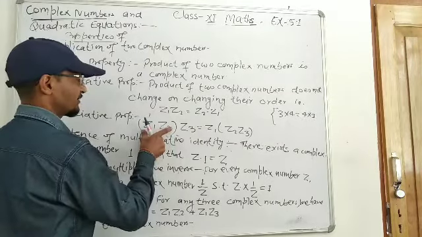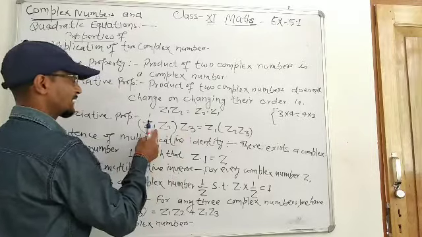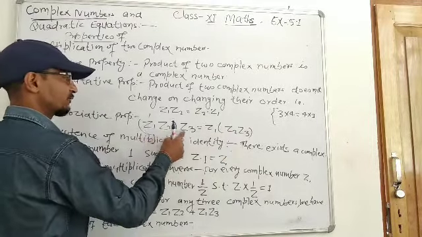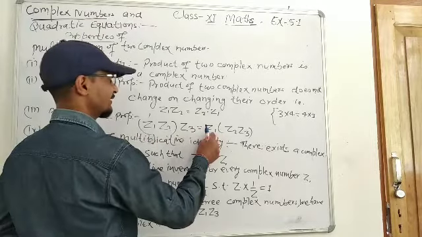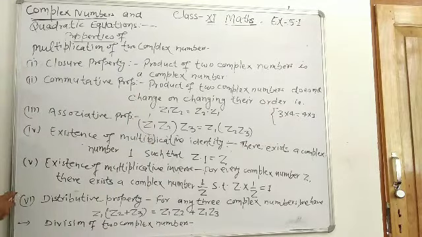Number 3 is the associative property. (z1 into z2) in the first bracket into z3 is equal to z1 outside the bracket, and z2 into z3 written like this. So (z1 z2) z3 equals z1 (z2 z3). It is the associative property.